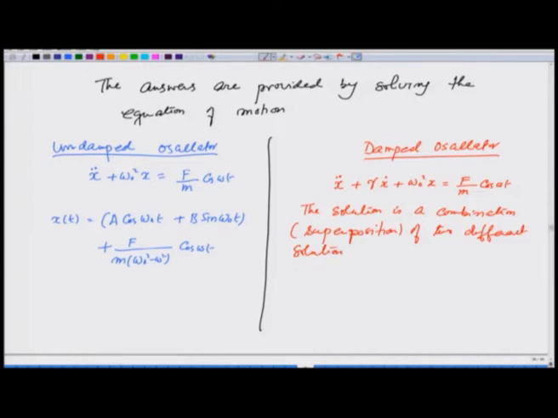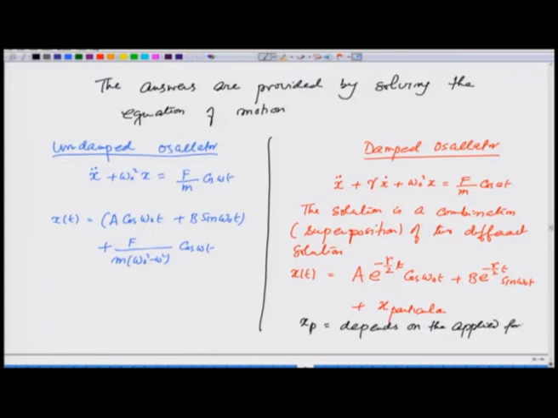One is the homogeneous solution. So, x of t is going to be the solution of the homogeneous equation, which we have already learnt is of the form e raised to minus gamma by 2 t, a cosine of omega 0 t, plus b e raised to minus gamma by 2 t sine of omega 0 t, plus x particular. And x particular is going to depend on the applied force. If the applied force is 0, there is going to be no x particular.